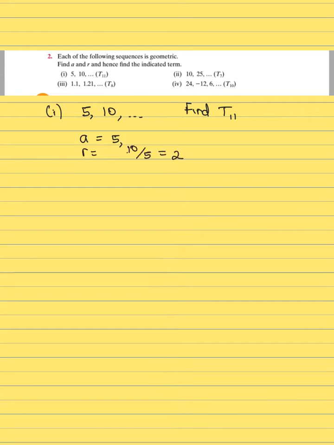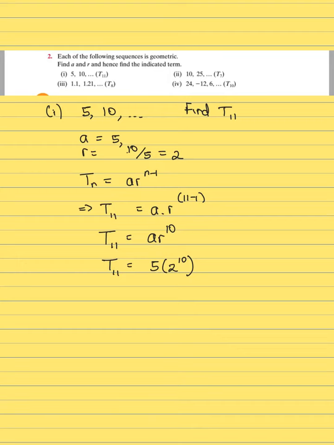And now we know in general that Tn of a geometric sequence is A times R to the n minus 1. So T11 is A times R to 11 minus 1. But we can get used to just saying T11 is A times R to the power of 10. So T11 is 5 times 2 to the power of 10. Now be careful putting it into the calculator, we always need to put the 2 to the power of 10. Of course we do that first. And so we get T11 is equal to 5120.